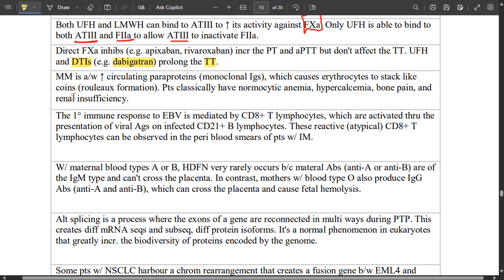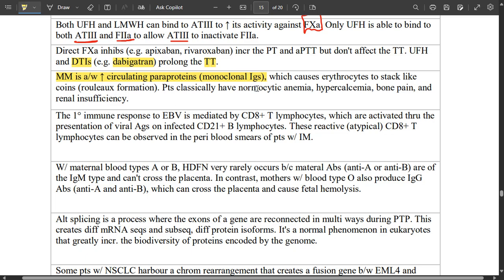Makes sense now. Multiple myeloma is associated with circulating paraproteins, monoclonal immunoglobulins, which cause erythrocytes to stack like coins. So in multiple myeloma, there is monoclonal proliferation of immunoglobulins, which causes erythrocytes to stack like coins. There are multiple immunoglobulins, and those immunoglobulins bind to the RBCs, which forms rouleaux. Patients classically have normocytic anemia, hypercalcemia, bone pain, and renal insufficiency, given by the code CRAB.